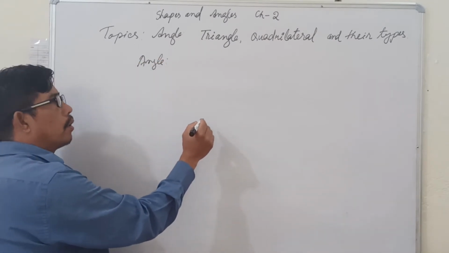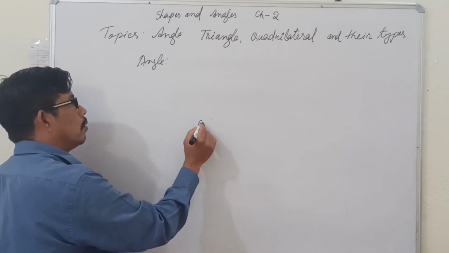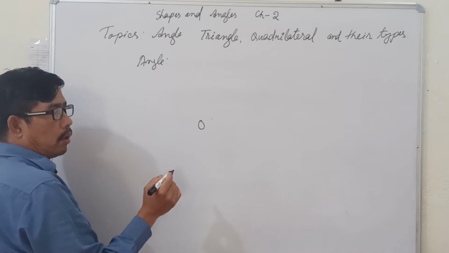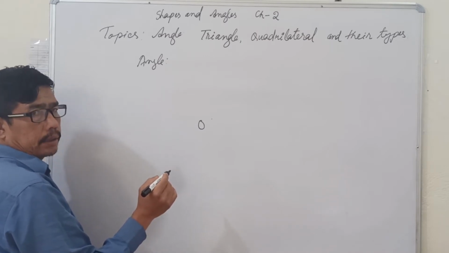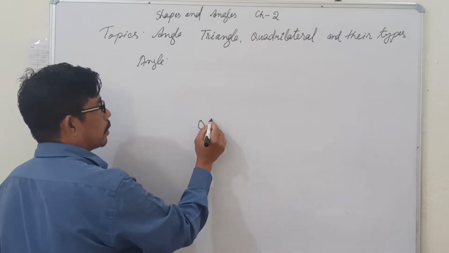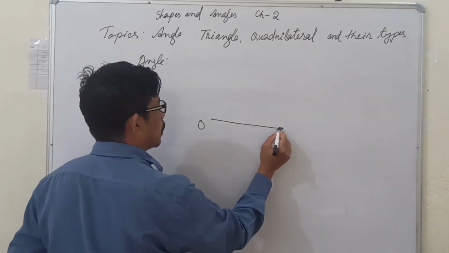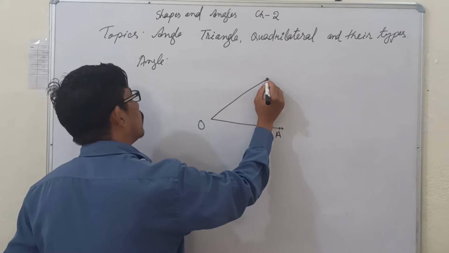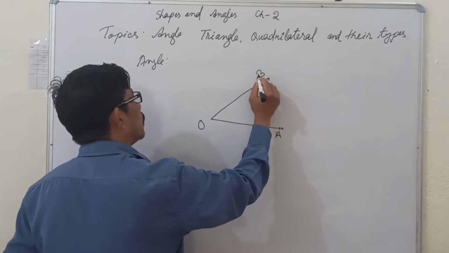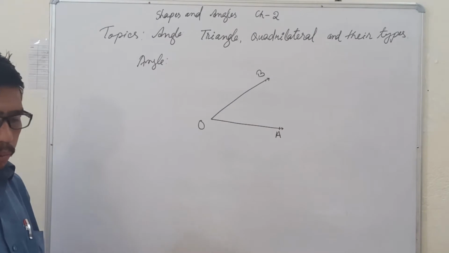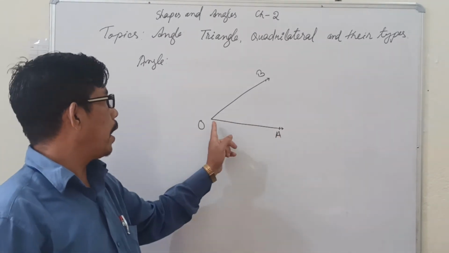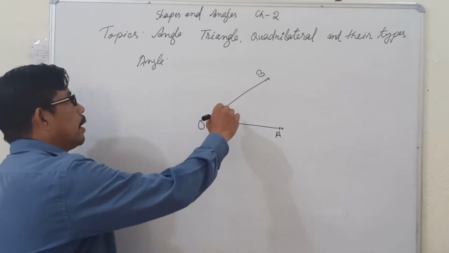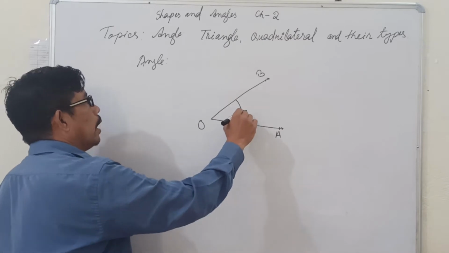Let's take a point O. From this point O, let's draw two different rays in different directions. We are drawing two different rays OA and OB from the same initial point O. Then the figure created here is known as the angle.